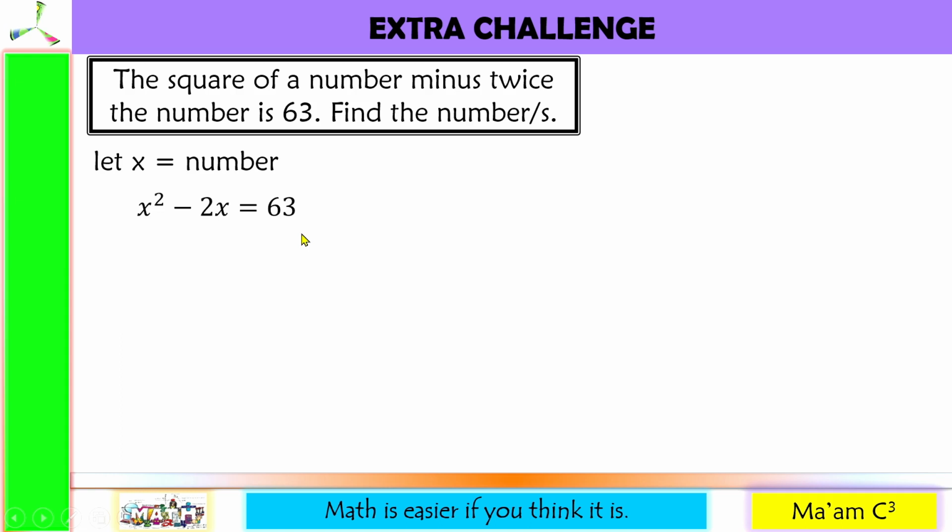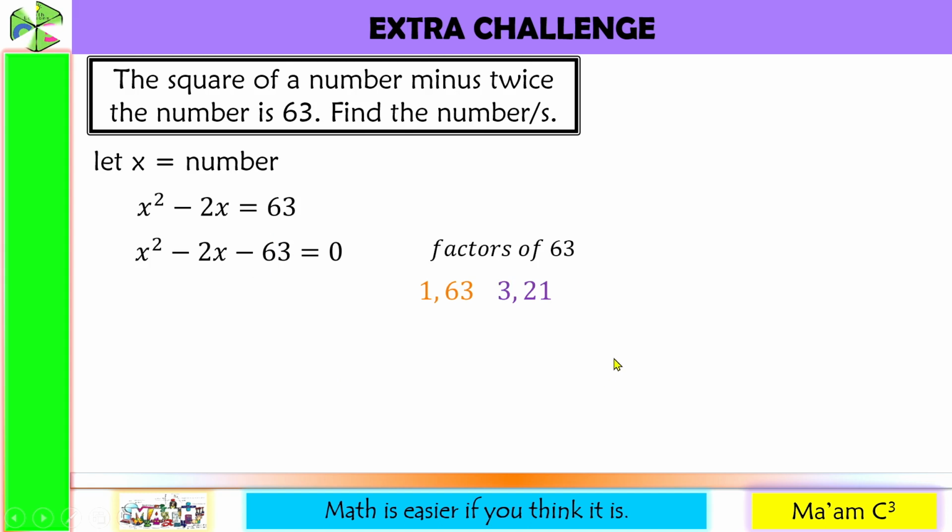Let us write this in standard form. Let us move 63 to the other side. This is a trinomial where a is equal to 1. Let me determine the factors of 63: 1 and 63, 3 and 21, 7 and 9.